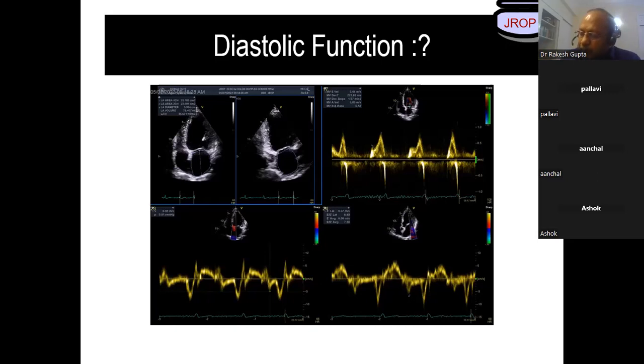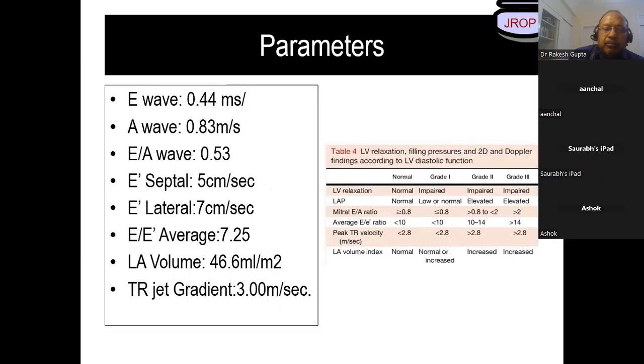Sir, why don't we call this grade 2 diastolic dysfunction? Because out of the 3 parameters, 2 are coming positive. We have TR jet more than 2.8 and LA volume more than 34. We don't call it grade 2 because we are dealing with normal LV systolic function, not deranged. And the table you are trying to use is for deranged LV systolic function. Okay, sir.